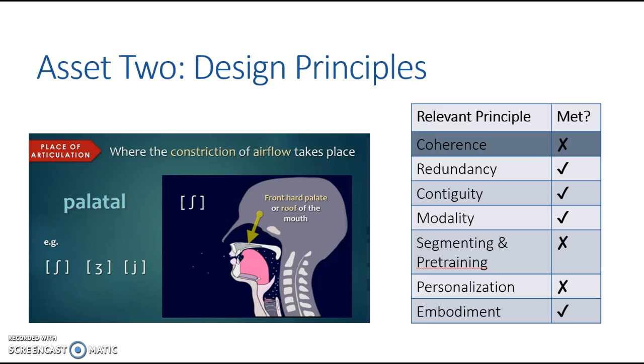Moving on to my second asset, the video from the University of British Columbia. It also meets and doesn't meet various design principles. Starting with the principle of coherence, the video provides a lot of information at one time. So it's primarily interested in teaching students about place of articulation and defining places such as the palatal. The animation is useful for illustrating this particular position, but it also provides IPA, which is extra information the students haven't learned yet, and that will increase cognitive load.